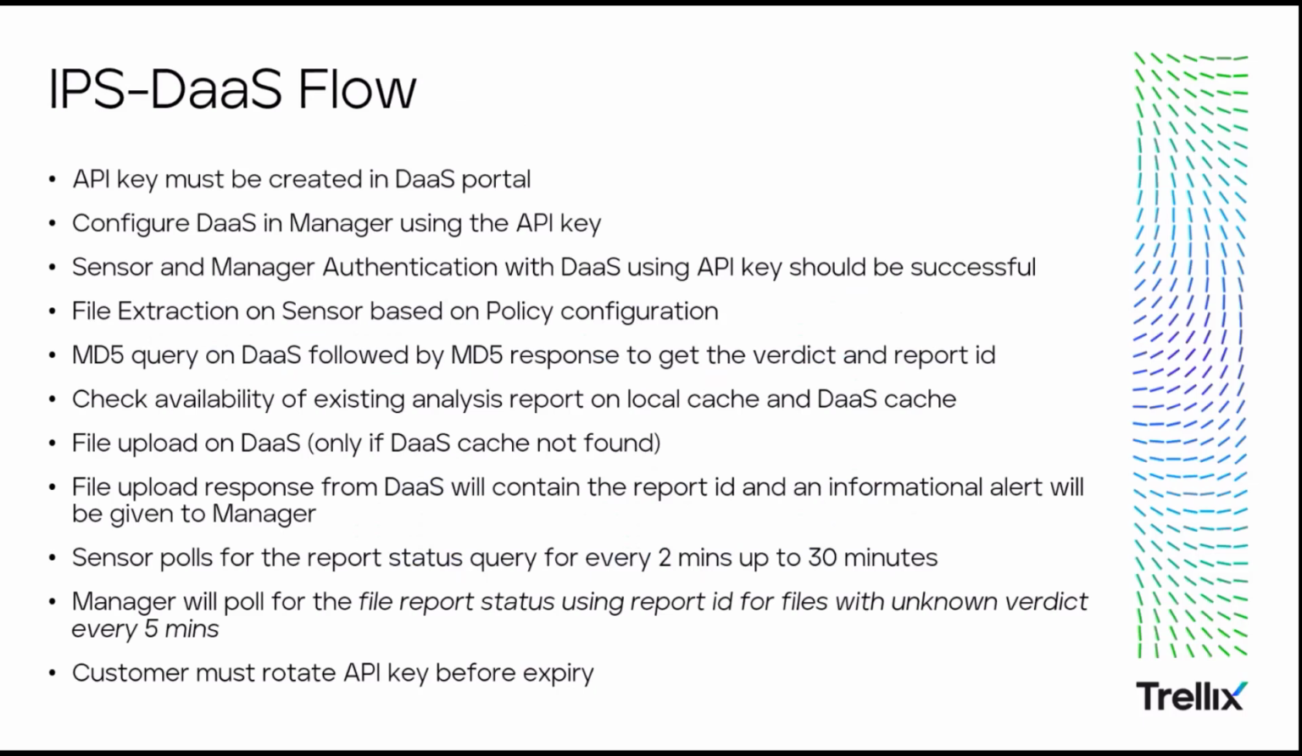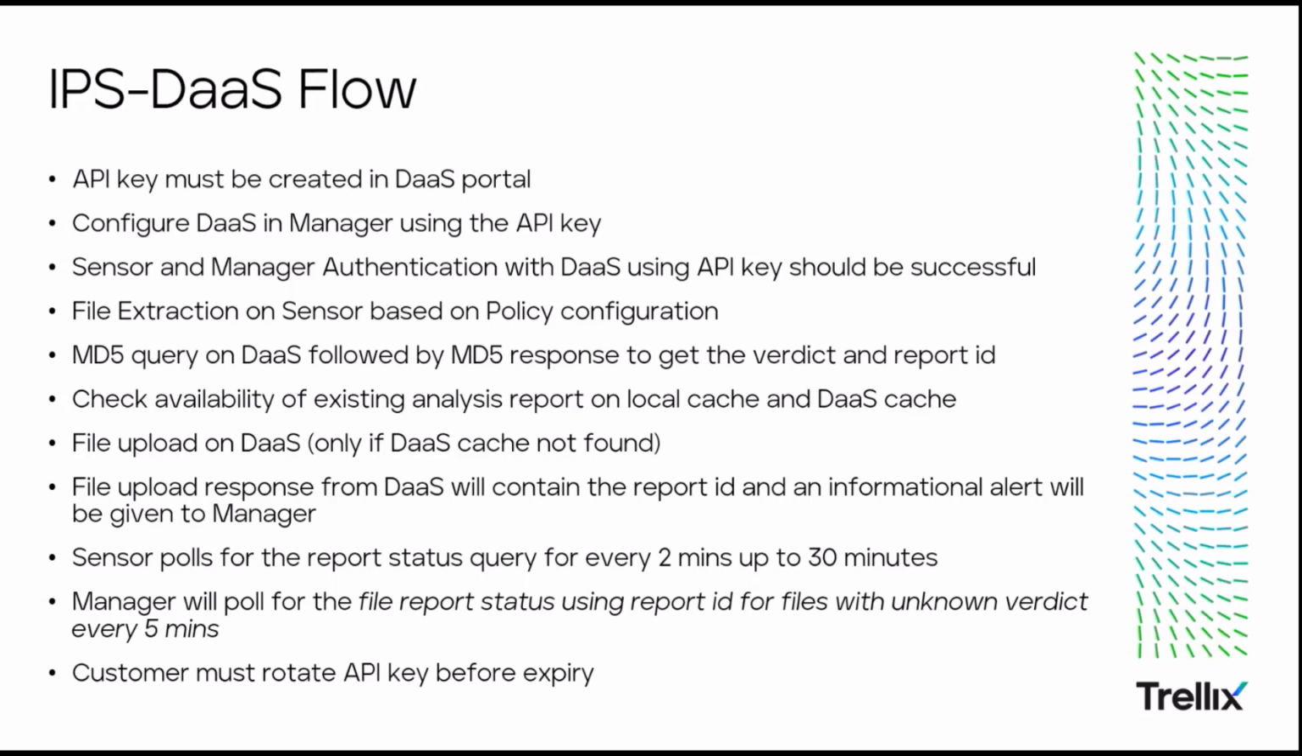IPS to DaaS flow. First, an API key is created in the DaaS portal. Then on the manager, the same API key is used to configure the DaaS and test the connection. Once the test connection is successful, you have to save the configurations made to the DaaS. Both the sensor and the manager will authenticate with the DaaS over the domain name and over the SSL channel on port 443. We receive a token from the portal, where it is checked every 14 minutes for the availability of the DaaS service.